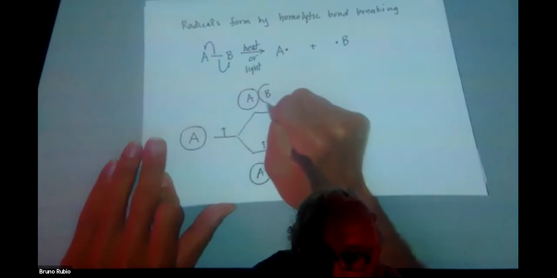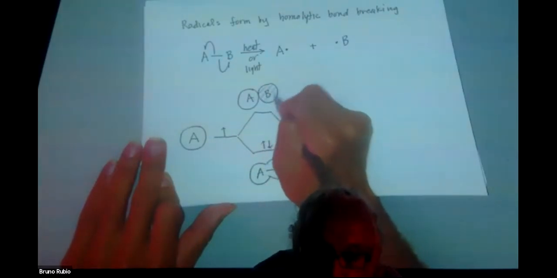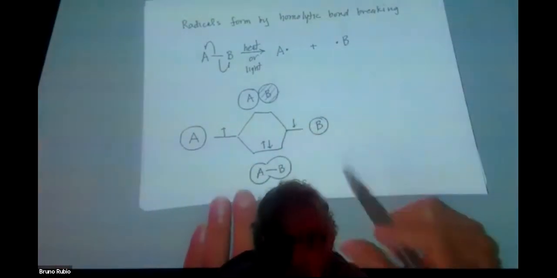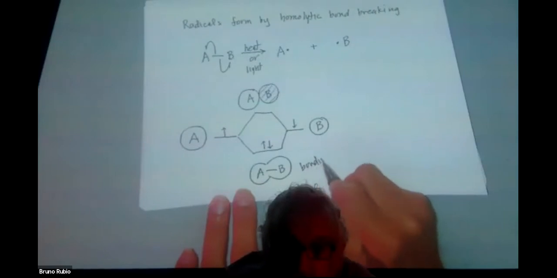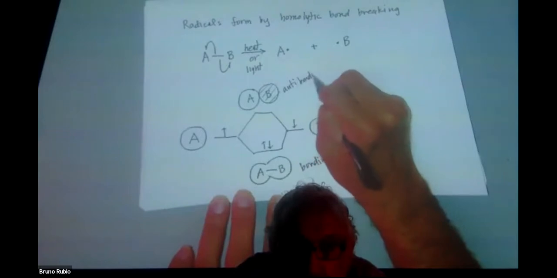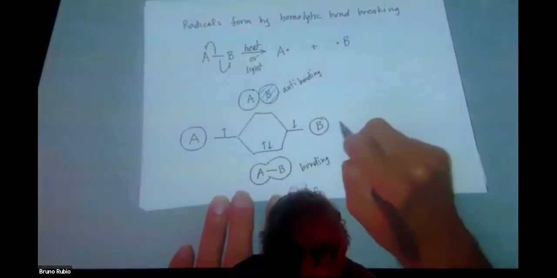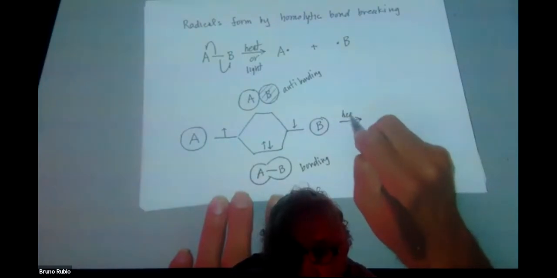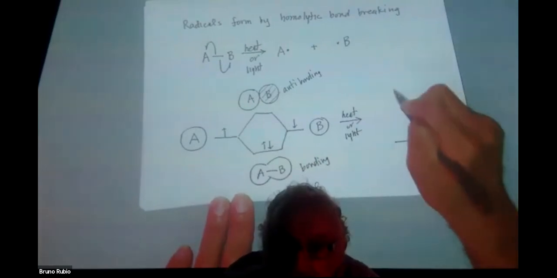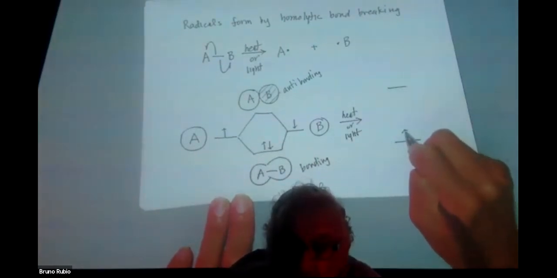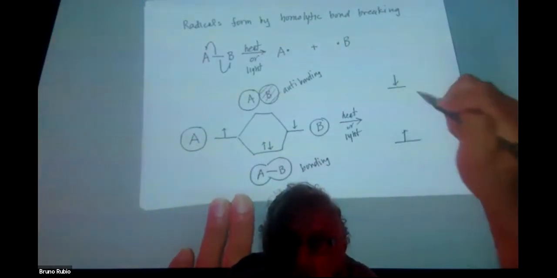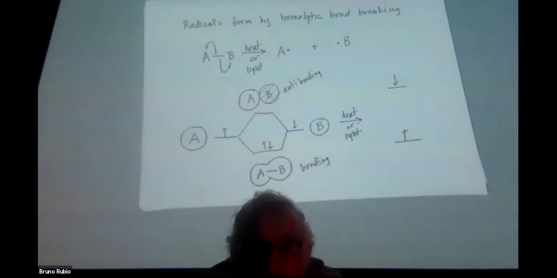And maybe we talked about how the anti-bonding orbital has different phasing and it has an extra node. So this is the anti-bonding, and this is the bonding orbital. This is the anti-bonding orbital. It's empty. Now, when we add heat or light, what is happening is that one of these electrons in the bonding orbital is being promoted up here to the anti-bonding orbital.